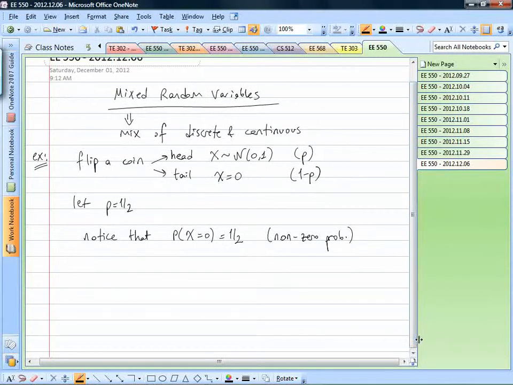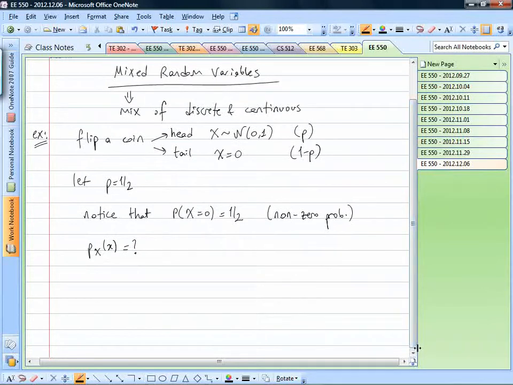Then how can we find the PDF of X? The easiest way would be to go from the CDF, the cumulative distribution function, because it's common to both discrete and continuous random variables. Okay, so what is the CDF going to be in this case?